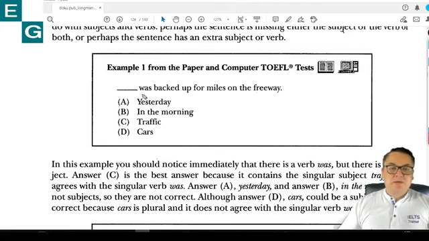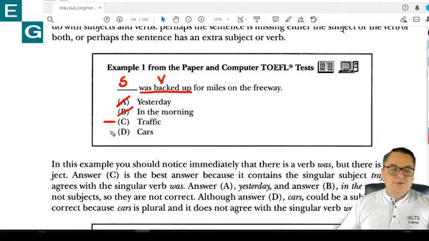In this sentence, we have a verb, was backed up, and we're looking for a subject. We have a verb here, so we are going to pay attention to the possible subjects. Yesterday cannot be a subject because it is an expression of time. Expressions of time cannot be the subject of the sentence. In the morning is similar, so we're going to just rule it out. We are not going to use it in our sentence.